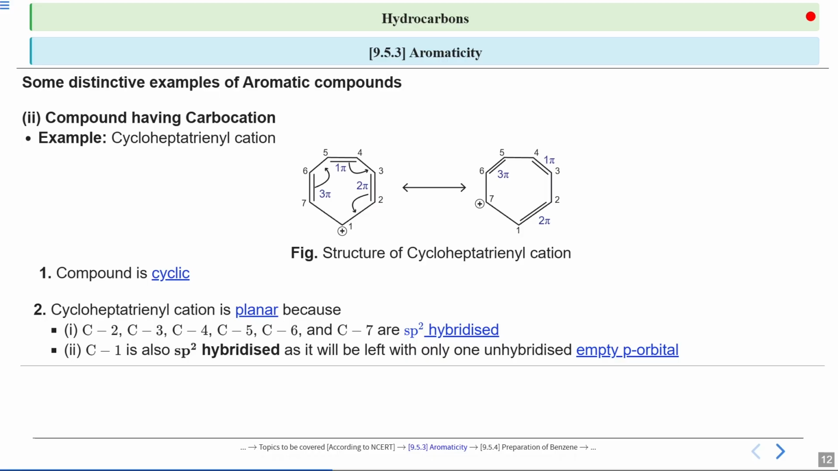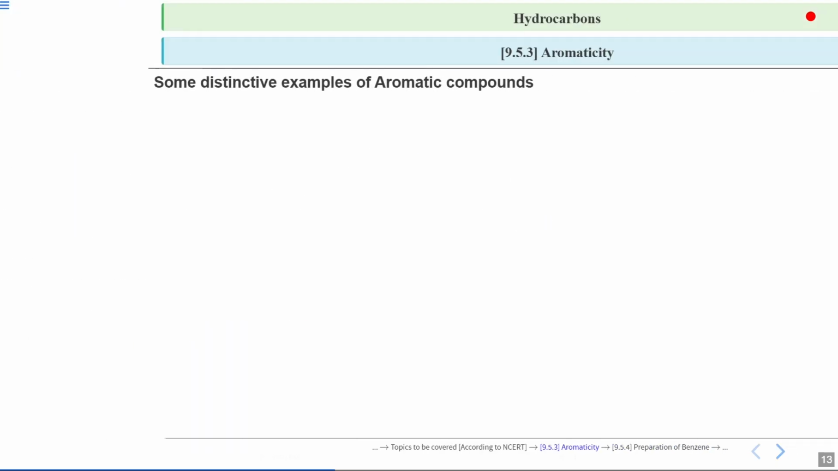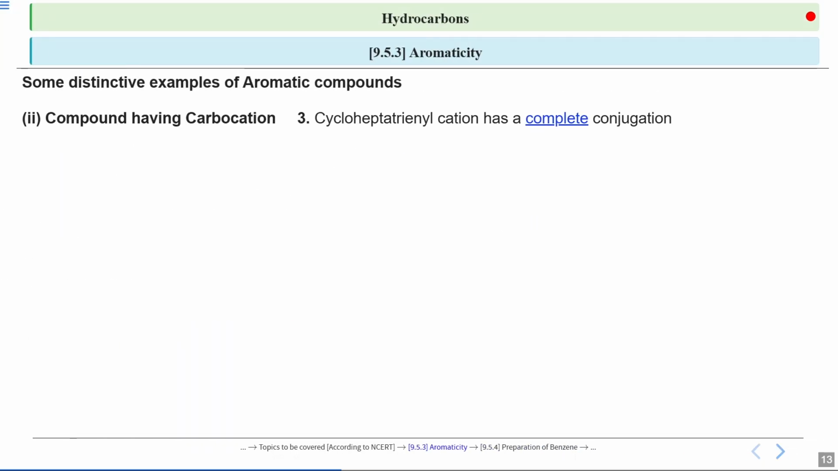Even though it carries the positive charge, this leaves it with an empty p orbital, which is crucial for maintaining the continuous ring of overlapping p orbitals. This arrangement is what gives the cycloheptatrienyl cation its aromatic nature. Now moving on further, next we have to look for complete conjugation in the carbocation, and we can clearly say that there is complete conjugation. We have seen the image also in the previous part, right? So this complete conjugation is essential for aromaticity as it allows for the delocalization of electrons and hence the stability.